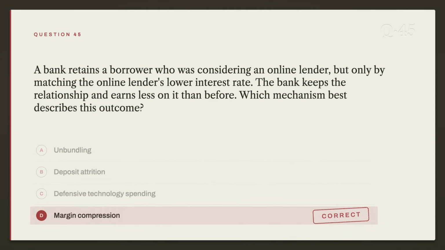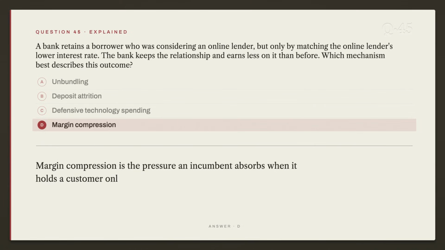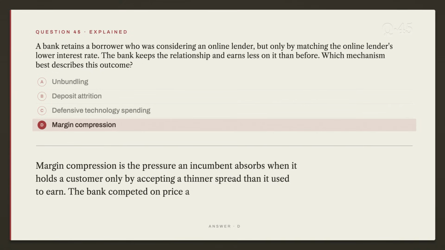The correct answer is D. Margin compression. D is correct because margin compression is the pressure an incumbent absorbs when it holds a customer only by accepting a thinner spread than it used to earn. The bank competed on price against a leaner cost base it cannot fully match. So the relationship survives at reduced profitability. It sits alongside fee compression, unbundling, attrition, and defensive spending as a distinct mechanism rather than one vague pressure.